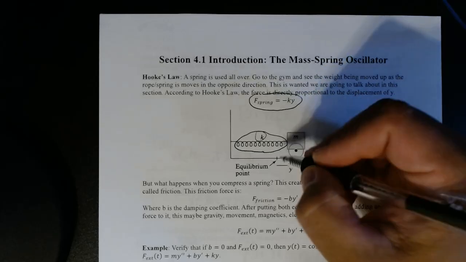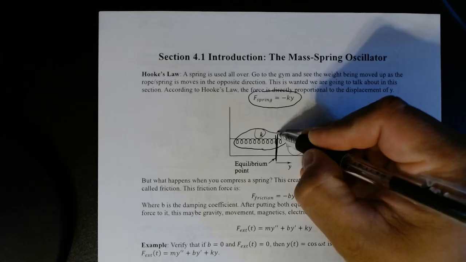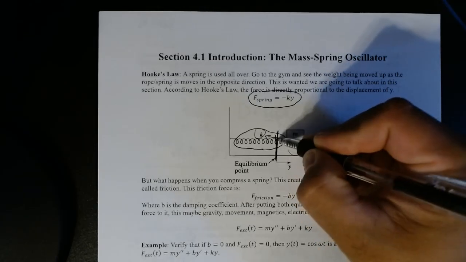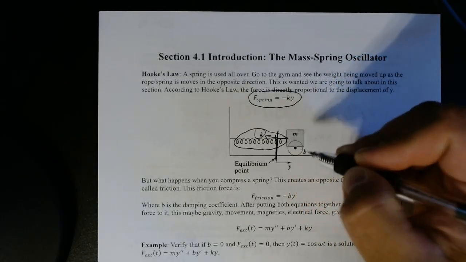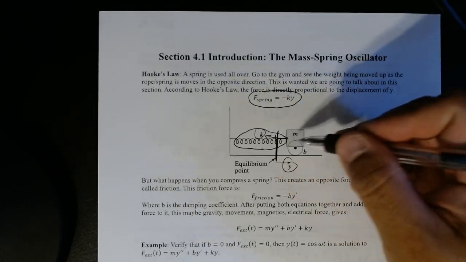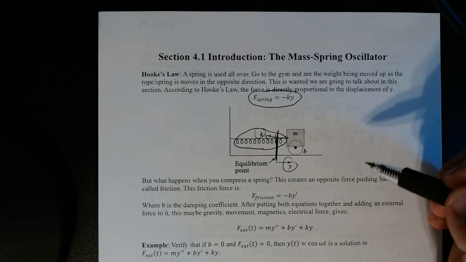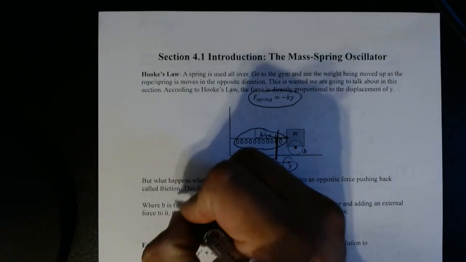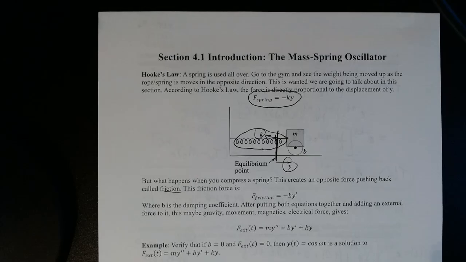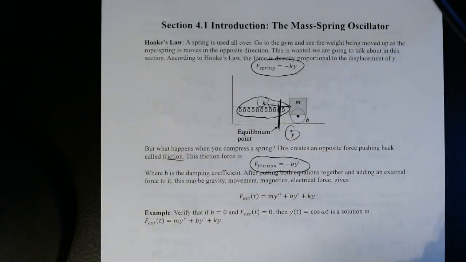Now, the equilibrium point, we'll talk about that in a little bit, is essentially zero. So when we compress, it's going to be negative, and when we stretch, it's going to be positive in that direction. The y value goes either this way or this way, depending on what we want to do with the spring. So the question now becomes, how do we handle compression? When we compress something, like if it's on a wheel, we have an opposite force pushing against it called friction. This friction force is a derivative of y, and it looks like this: minus by prime.